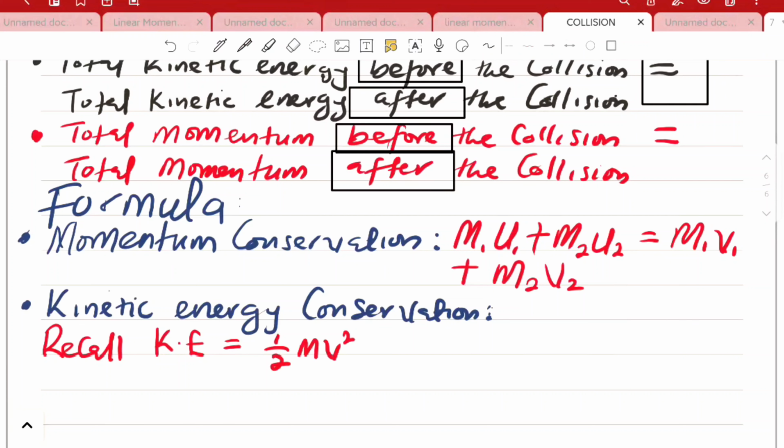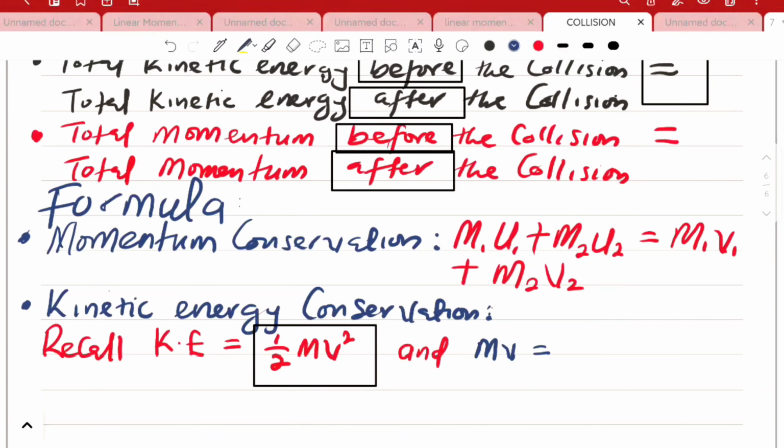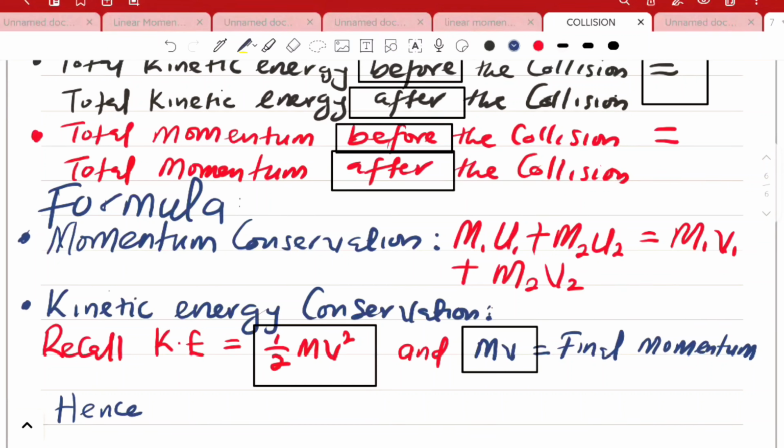If you consider the mv in this equation, you realize that it's giving us momentum. Is that clear? So that means if you square this, you can obtain momentum inside kinetic energy. So mv denotes final momentum. Hence, if we substitute that, then we'll have what?